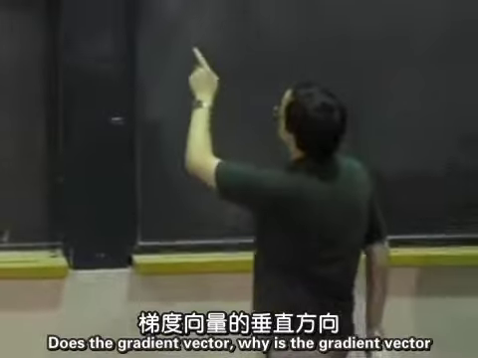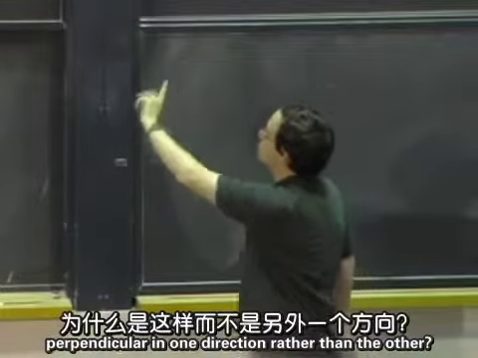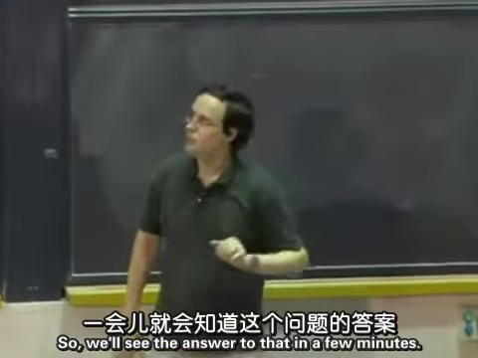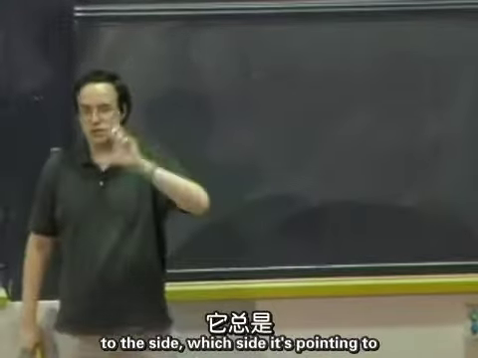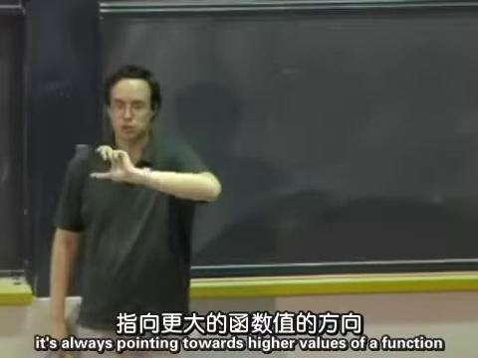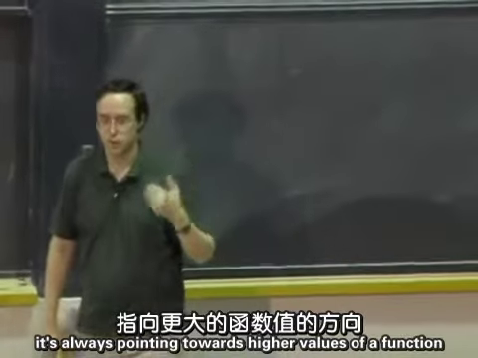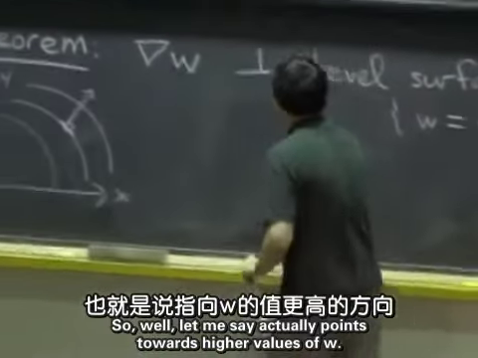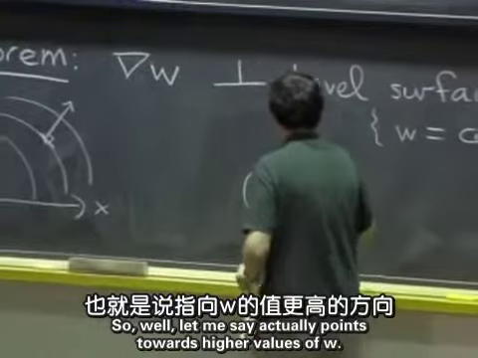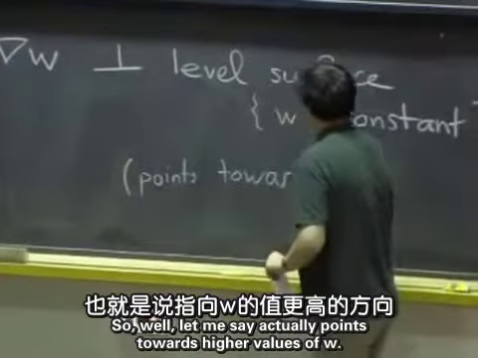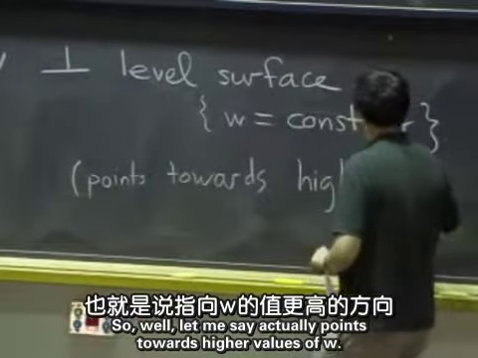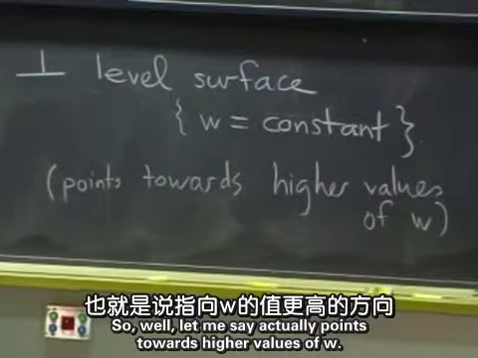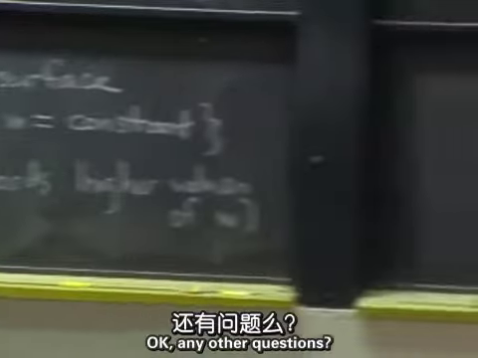Very good question. Why is the gradient vector perpendicular in one direction rather than the other? So we'll see the answer to that in a few minutes, but let me just tell you immediately, to decide which side it's pointing to, it's always pointing towards higher values of a function. Okay, and we'll see that maybe in about half an hour. So, well, let me say actually, it points towards higher values of w. Okay. Any other questions?